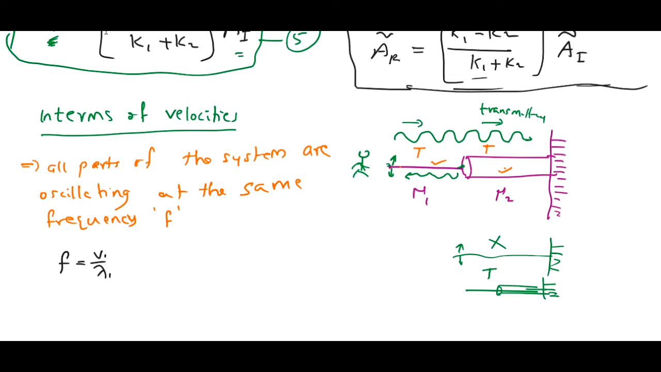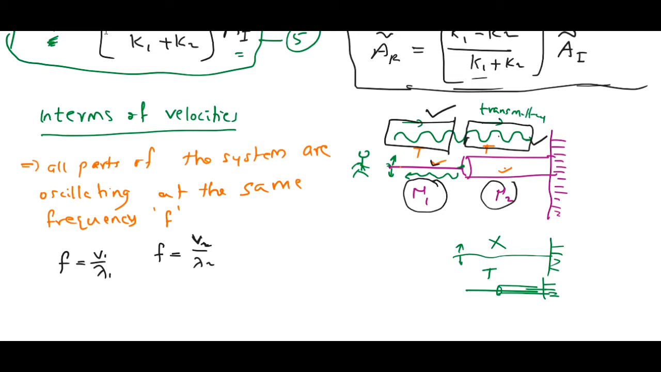And lambda 1 is the wavelength of the wave in string 1. Similarly, the frequency in the second string will also be f, is v2 by lambda 2. The wave in string 1 has the same frequency as that of the wave in string 2. Frequency is the number of cycles per second. Both are the same. The wave velocity, because string 1 has linear mass density mu1 and string 2 has linear mass density mu2, that two are different. Therefore, wave velocity in the two strings will be different.